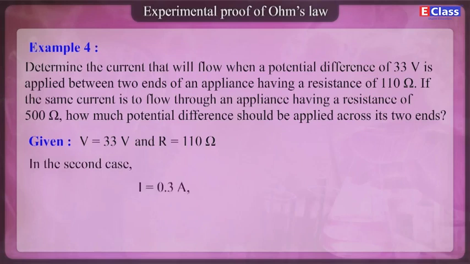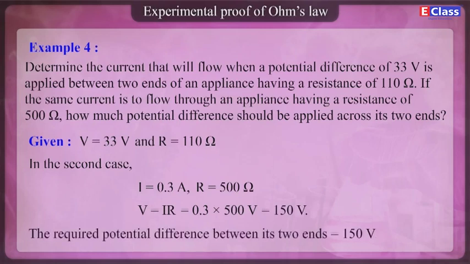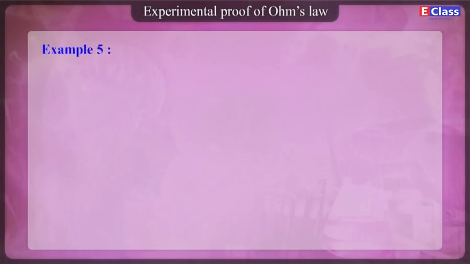In the second case, I is equal to 0.3 ampere, R is equal to 500 ohm, V is equal to IR, which is equal to 0.3 multiplied by 500 volt, which is equal to 150 volt. The required potential difference between its two ends is equal to 150 volt.